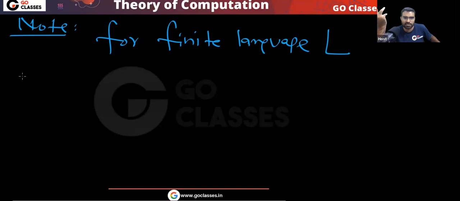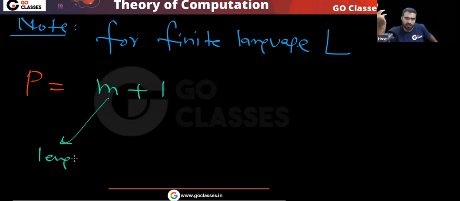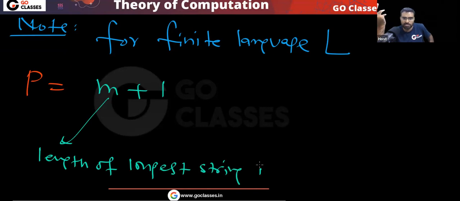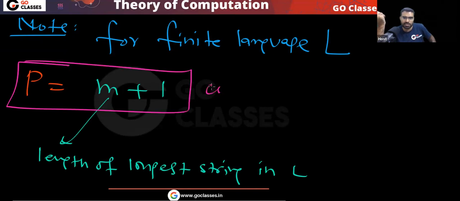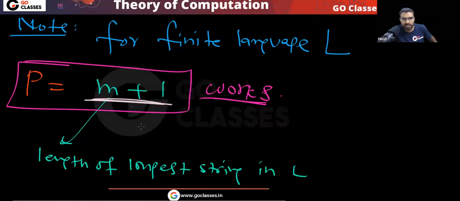For a finite language L, just take P equal to the length of the longest string in L, plus 1. Remember, this P will definitely work, because if you take this P, then there will be no candidate strings. Yes or no? If you take this P, there are no candidate strings.